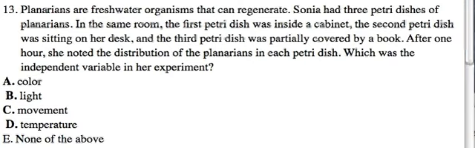All right. You have to know what an independent variable is to answer this question, because the question says, which was the independent variable in her experiment. Well, okay, Sonia, she has this experiment.